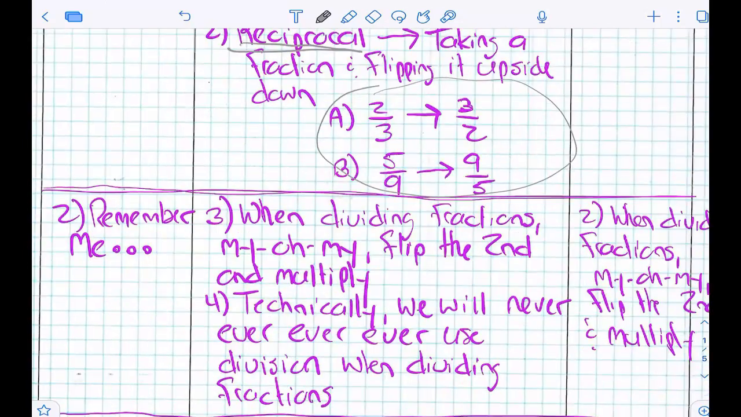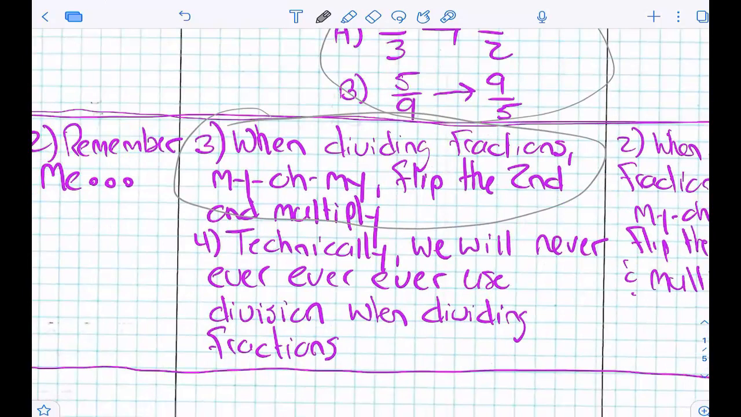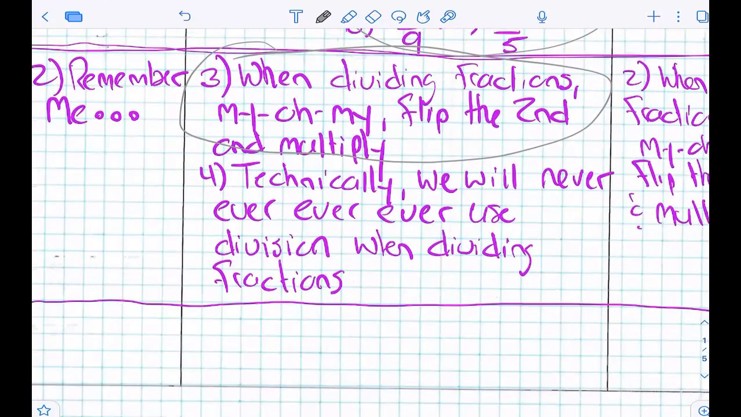All right, on the count of 3, we're going to read number 3 together. 1, 2, 3, go. When dividing fractions, flip the second, multiply. That wasn't as good as at the end there. Is that something you're going to need to remember for the rest of your life? Yes. Technically we're never going to be doing division. We're always going to be multiplying when we're dividing fractions. When dividing fractions, flip the second to multiply.